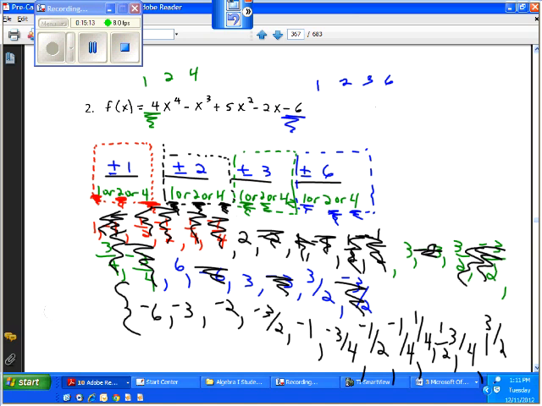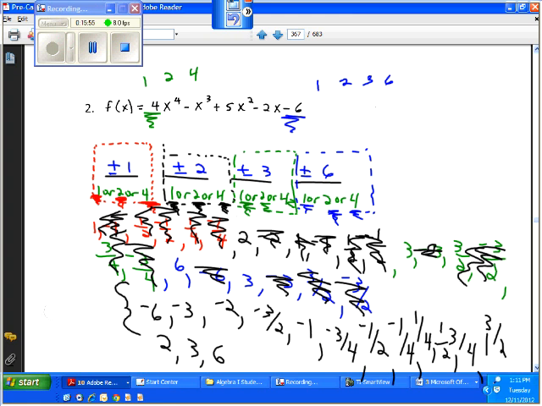I'm going to run out of board. After positive 1/4 is positive 1/2. And after positive 1/2 is positive 3/4. And after positive 3/4 is positive 3 over 2. And after positive 3 over 2 is positive 1. And then positive 2. No, I'm sorry. It was positive 1, and then positive 3 over 2. And then after that we have a positive 2, a positive 3, and a positive 6.